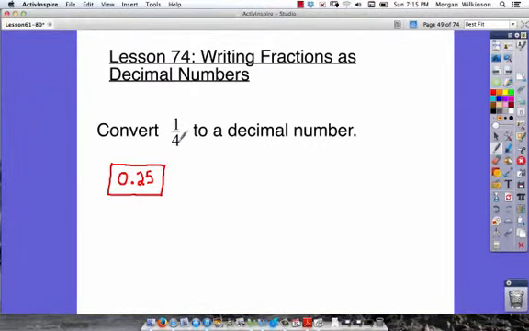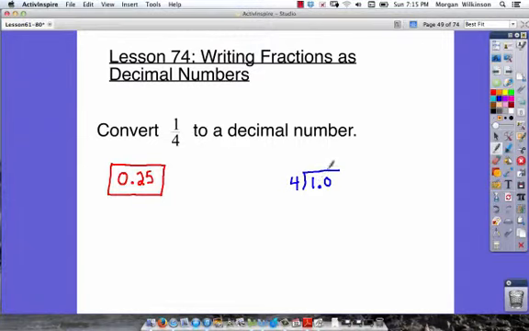Another way that we could do the problem would be to say 1 over 4, or 1 divided by 4, because fractions are just another way of saying division. So 1, that's our dividend, it's in the box, divided by 4. Now, we know 4 can't go into 1, so we're going to add a decimal point, because 1 is the same thing as 1.0. We'll extend our bar across.